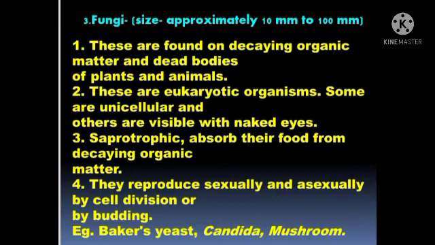Fourth point, they reproduce sexually and asexually by cell division or by budding. The mode of reproduction is in two ways, sexually also and asexually also. They reproduce sexually by dividing their cell, that is cell division, and some organisms reproduce in asexual mode of reproduction, that is by budding. And what is budding, students? In budding, a new individual grows from a generative part of the parent. That process is known as budding.